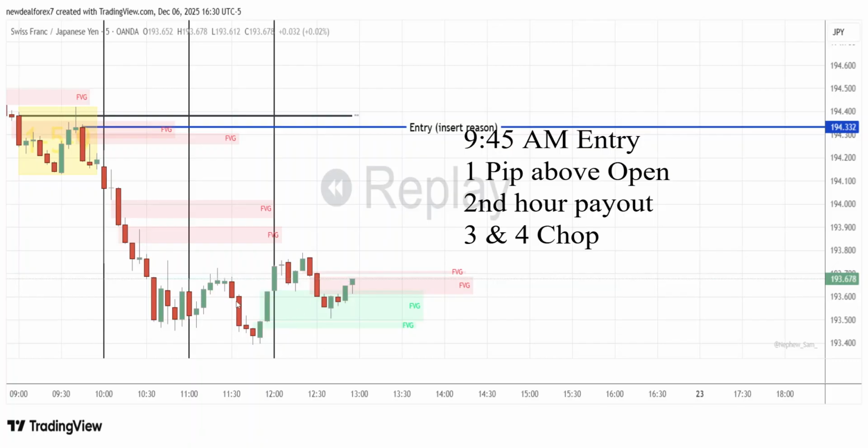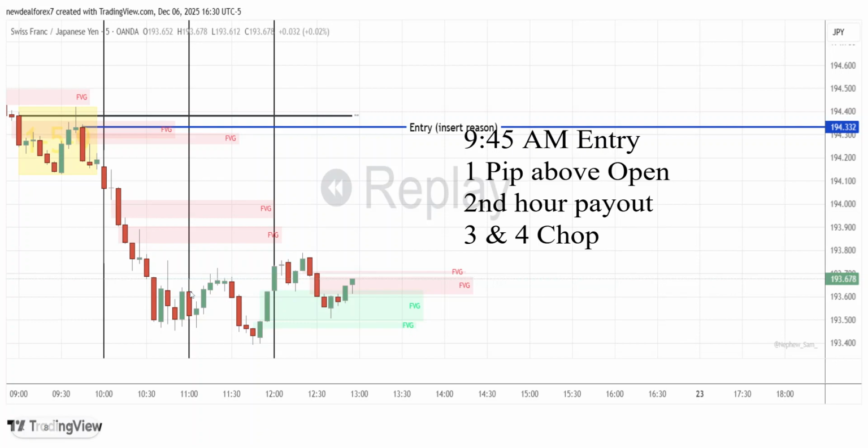So the best exit in this case would have been hour 3 or even hour 2, because the distance between these lows and these lows aren't that much. And every now and then you'll get a good payout in 1 hour, where you enter first hour and second hour just gives you a strong move to the downside. The rest of this is really just chop.